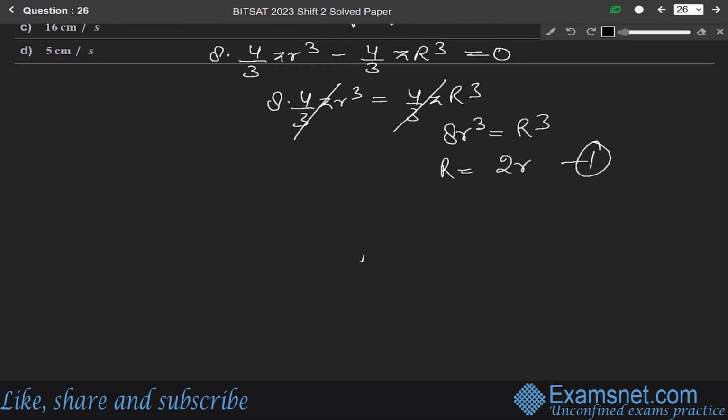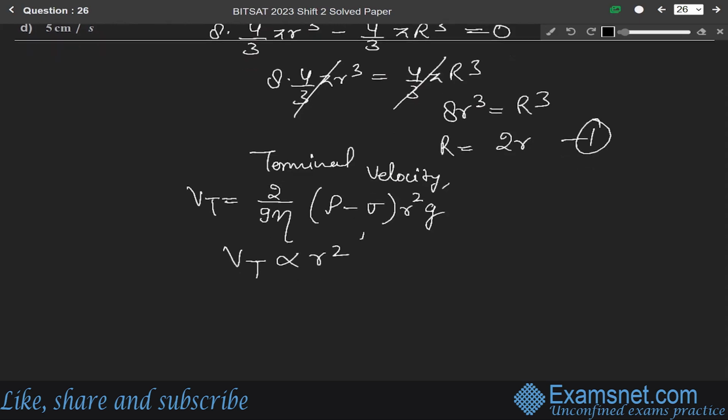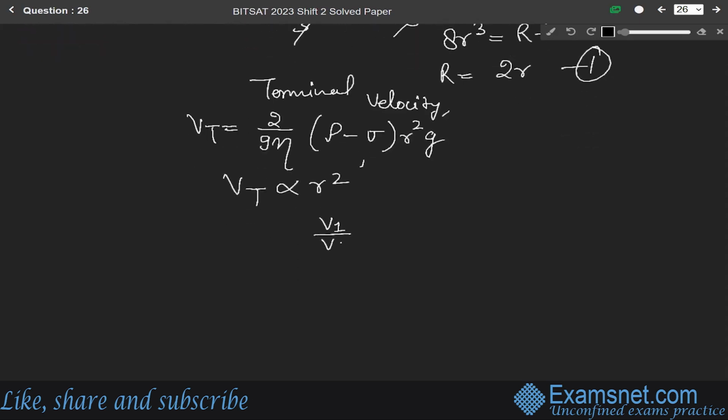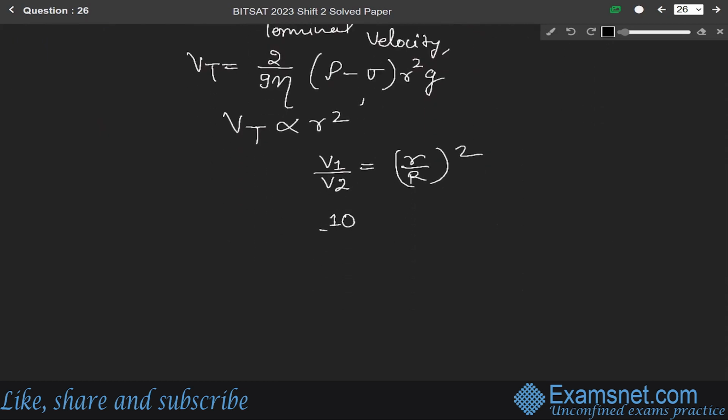Okay. Now the terminal velocity for it. Terminal velocity Vt will be equal to 2 over 9 times (sigma minus rho) over eta times r square g. So Vt is directly proportional to r square. Okay. So from here, V1 over V2 will be equal to (r over capital R) whole square. We are given V1 as 10 centimeter per second.